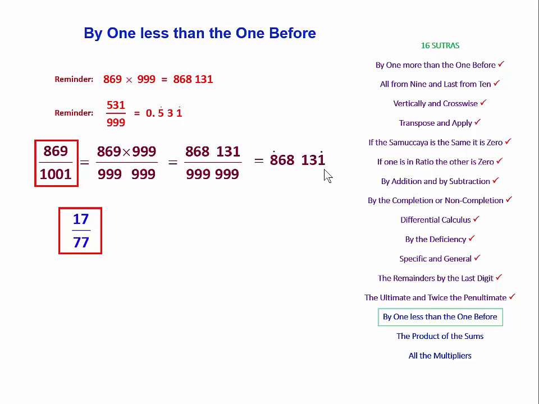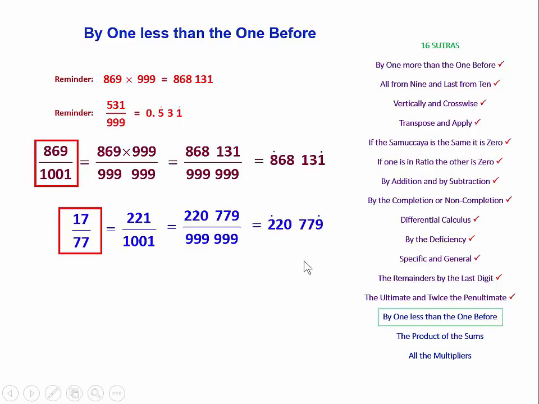Another example, 17 over 77. We need to get 9s in the denominator for this method to work. And so we multiply the top and bottom by 13. That gives us this fraction here. And then we multiply by 999 again, because it's now a bit like this one here. And we get this. And so that gives the answer 220779. So the key is really to just get 9s in the denominator if you can possibly do it.